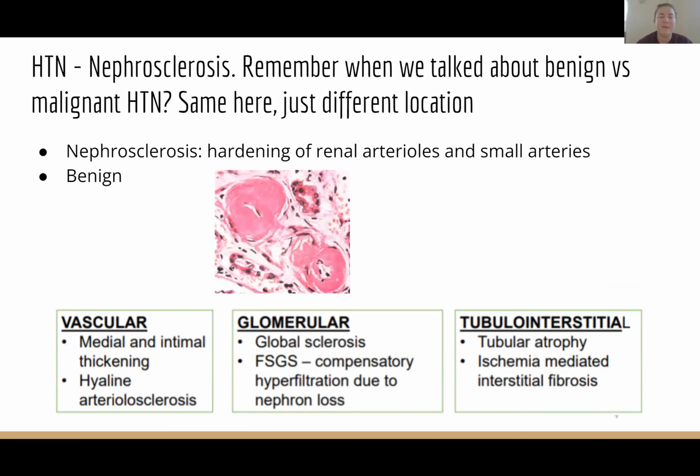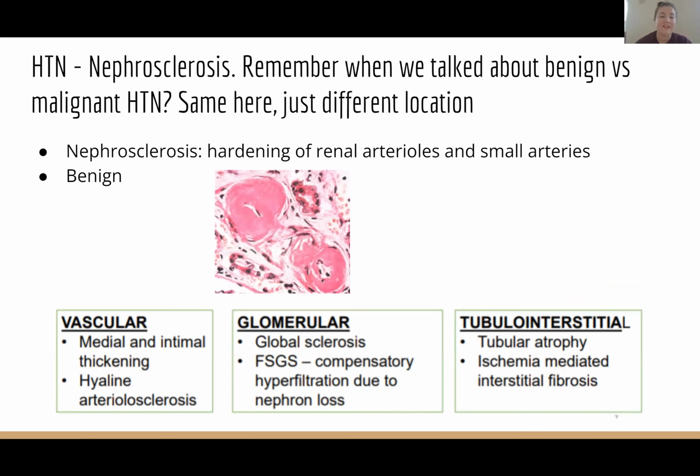Okay, so remember how we talked about hypertension back in the cardio stuff? It's essentially the same thing here, benign versus malignant hypertension. So you can get nephrosclerosis. Essentially this is just the effects of hypertension at the level of the nephron, so hardening of the renal arteries and small arteries. In benign, you're going to have the hyaline deposition.